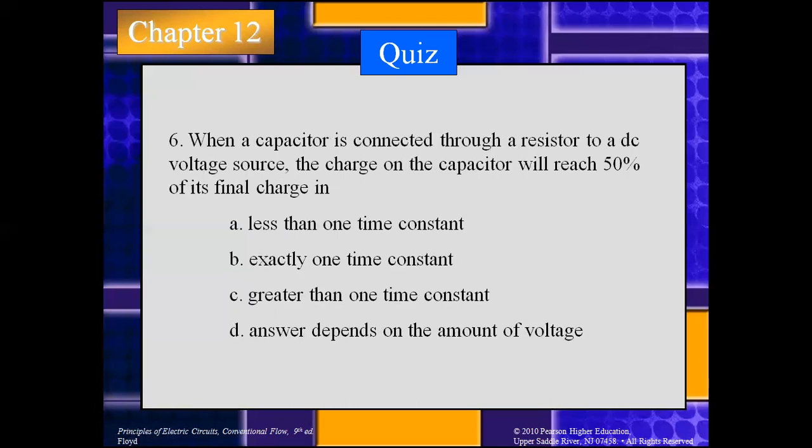The next question: when a capacitor is connected through a resistor to a DC voltage source, the charge on the capacitor will reach 50% of its final charge in, first option, less than 1 time constant, exactly 1 time constant, greater than 1 time constant, and the last one, the answer depends on the amount of voltage. So which one is correct? Here option A, that is less than 1 time constant, is correct.